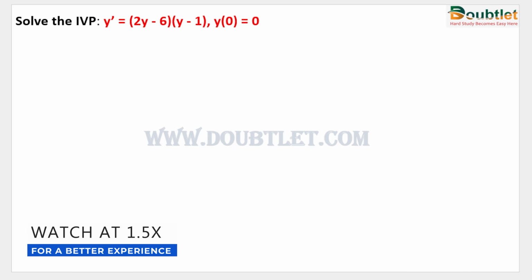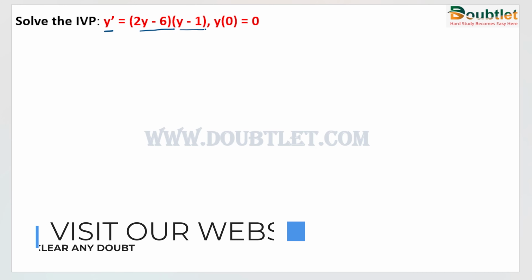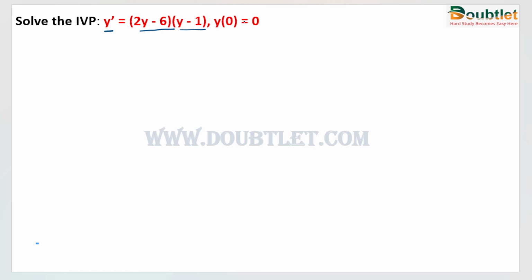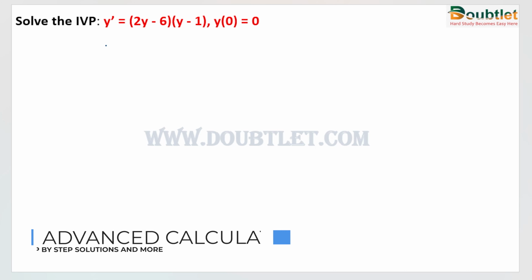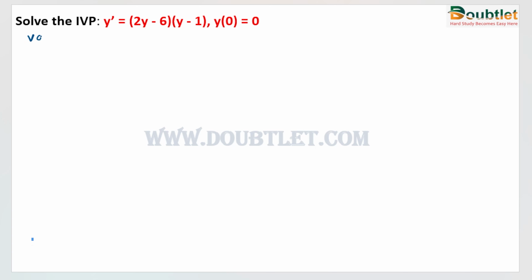In this video tutorial, we will discuss how to solve this initial value problem. That is y' = (2y - 6)(y - 1), and the initial condition is given that y(0) = 0. So from the initial guess, we can determine that this is a variable separable equation.